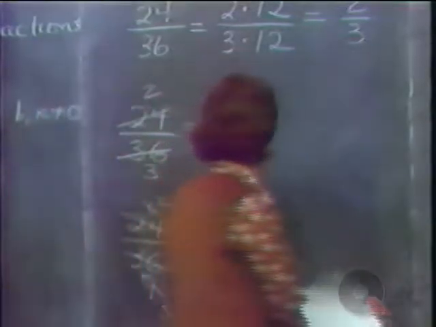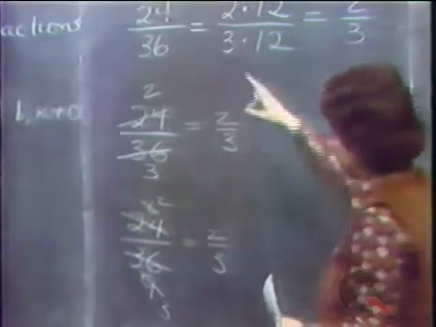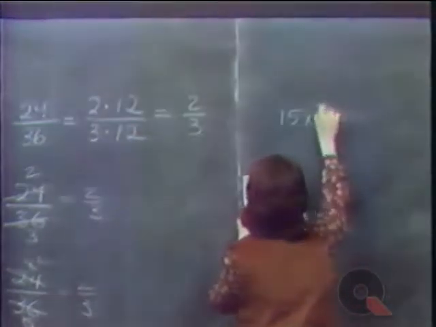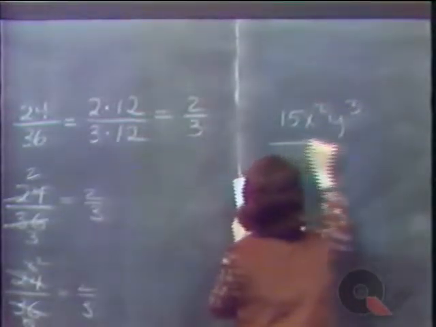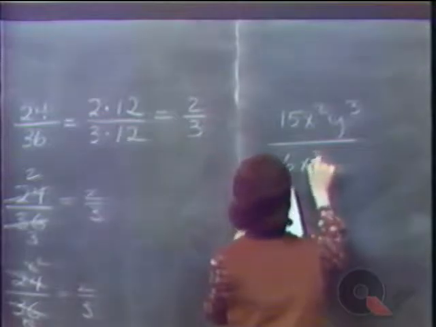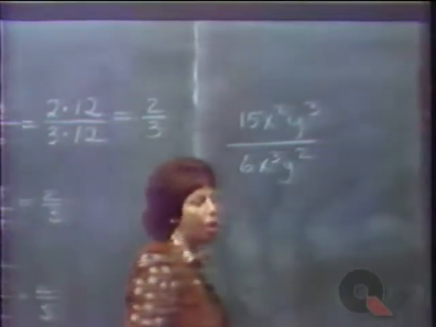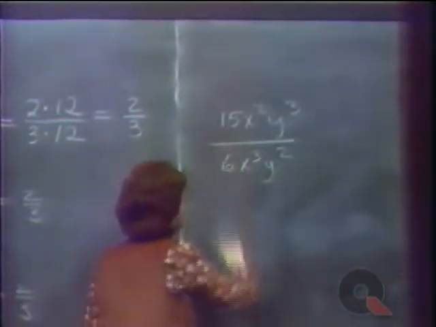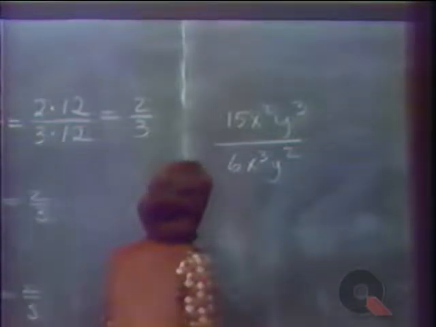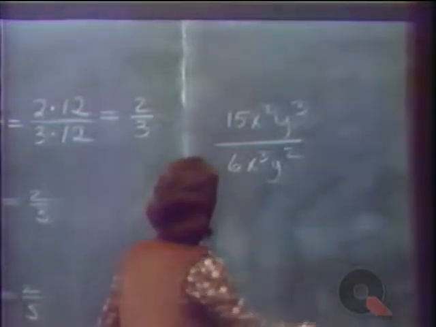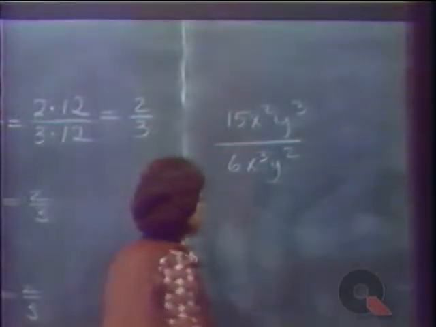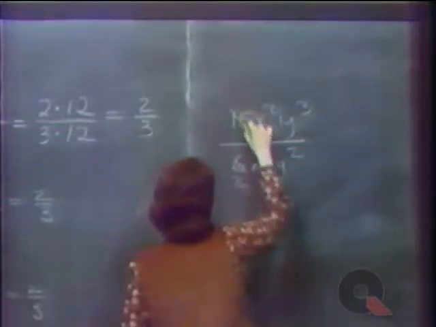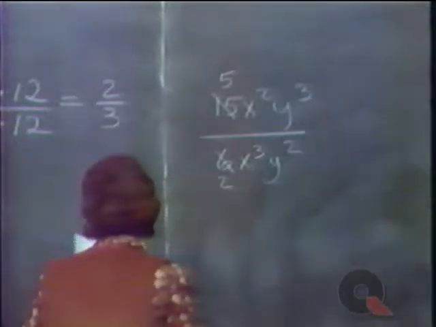Now let's try an example that has variables as well as constants in the numerator and denominator: 15 x squared y cubed over 6 x cubed y squared. What we're going to do here is first work with the constants and then work with the variables. Let's look at the 15 over 6. That's not in lowest terms. There are factors in common. 3 goes into the numerator and the denominator. We divide 6 by 3 and we get 2, divide 15 by 3 and we get 5. So we've taken care of the constants.